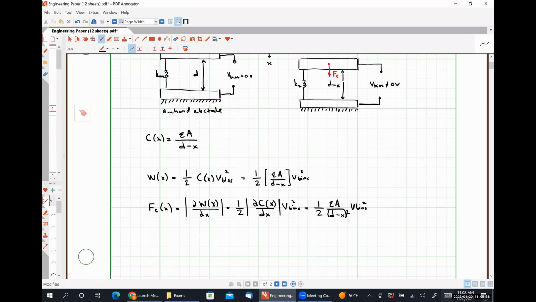So we can make a couple of observations from this equation, okay? So the first observation is that the electrostatic force Fe will always be in the direction of increasing capacitance. So the Coulombic attraction is always going to try to pull the plates closer together to each other.